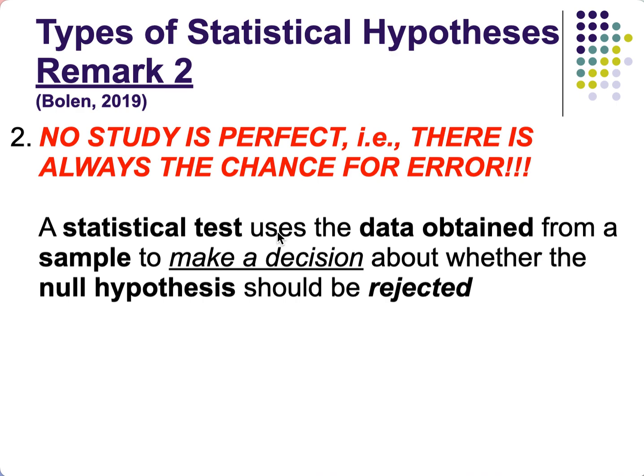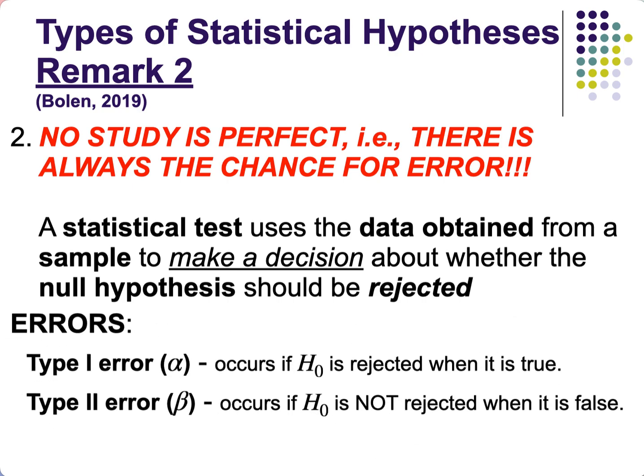A statistical test uses the data obtained from a sample to make a decision about whether the null hypothesis should be rejected or should not be rejected. So based on that, we enter these two types of errors. We have type 1 error, which we also call your alpha, and type 2 error, which is called your beta. Let me explain a bit.